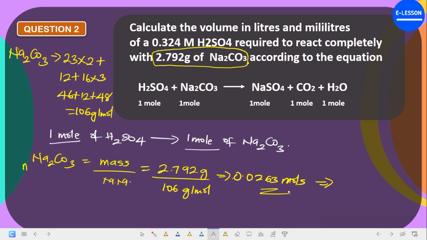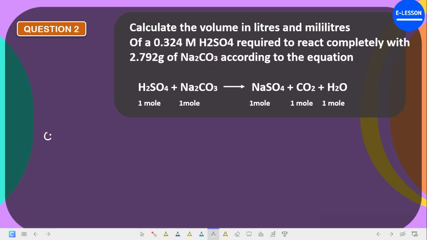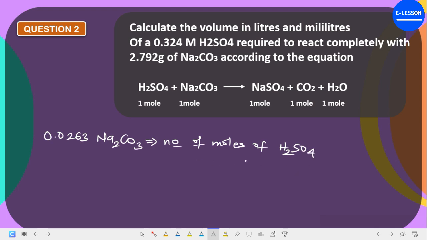So how do we calculate the volume? You cannot say that since the two are equal, we can say also that, let's go to the next slide. So we have 0.0263 of sodium trioxocarbonate must be equal to the number of moles, since the molar ratio is the same, of what? H2SO4. So how do we calculate the number of moles of H2SO4? It's very easy. Now we know that molarity is what? Number of moles over volume. So the number of moles, was it known? No. So our number of moles will be what? Molarity times volume.